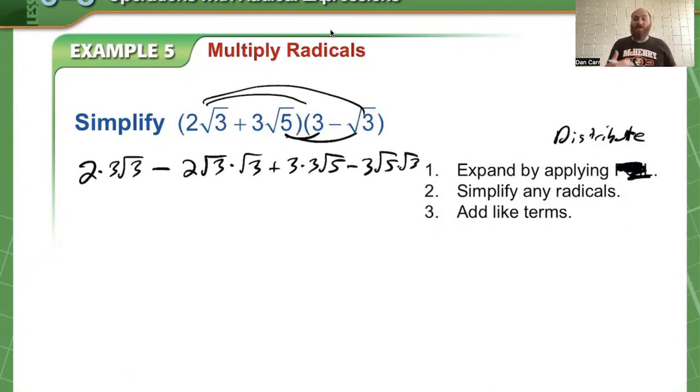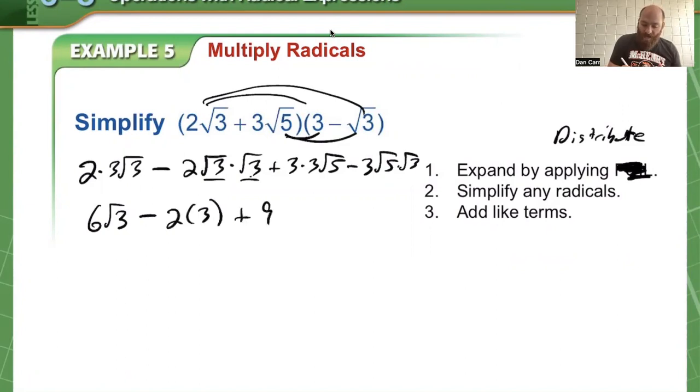Remember, when we do this, the only things that multiply together are if the numbers are both on the outside of the radical or both inside the radical. So in this scenario, I've got 2 times 3 is 6 square root of 3. Here I've got 2 times the square root of 3 times the square root of 3. Well, these are the same things multiplied together, so this is actually going to turn into 2 times 3. Then 3 times 3 is 9 times the square root of 5. And over here, I can multiply these together when I put them under the same radical, so it'll be 3 times the square root of 15.